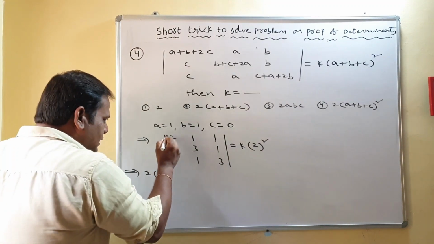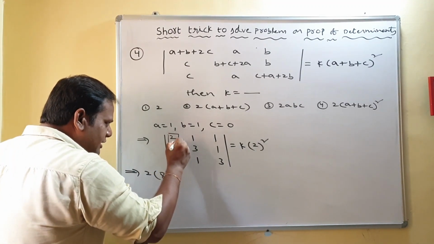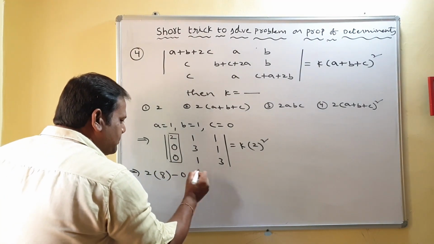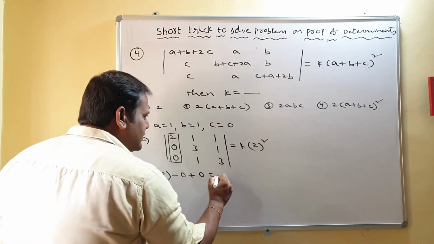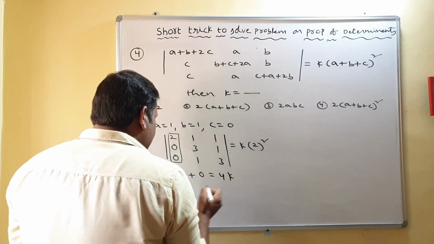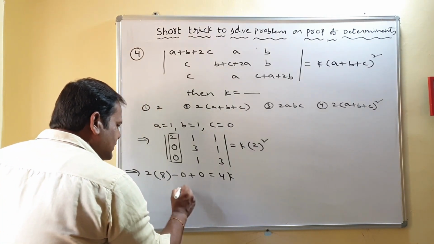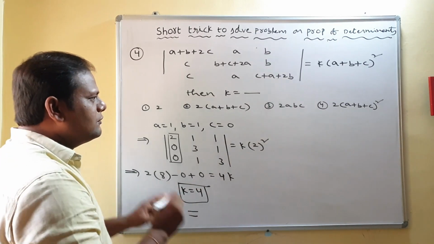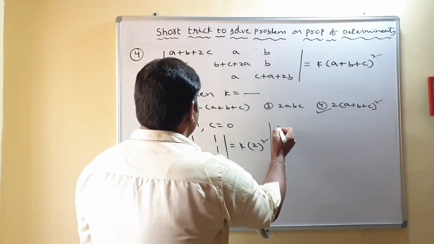Along the first column we evaluate the determinant. So anyhow it is minus 0 into something and plus 0 into something is equal to, we get 4k. So 4k equal to 16. What is the k value? 4. So the k value is 4.